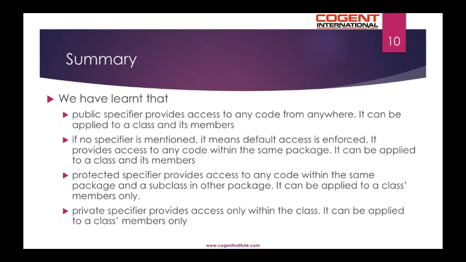To summarize, we have learned that the public access specifier provides access to any code from anywhere. It can be applied to a class and its members. If no specifier is mentioned, it means default access is enforced. It provides access to any code within the same package. It can be applied to a class and its members.